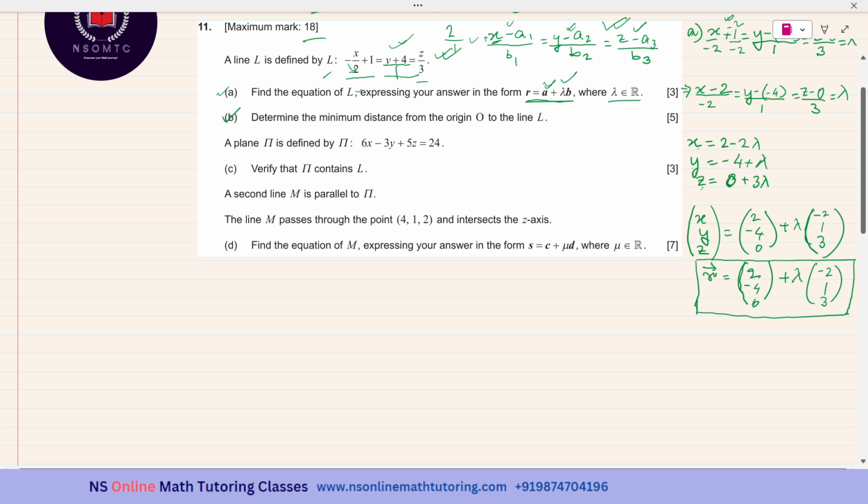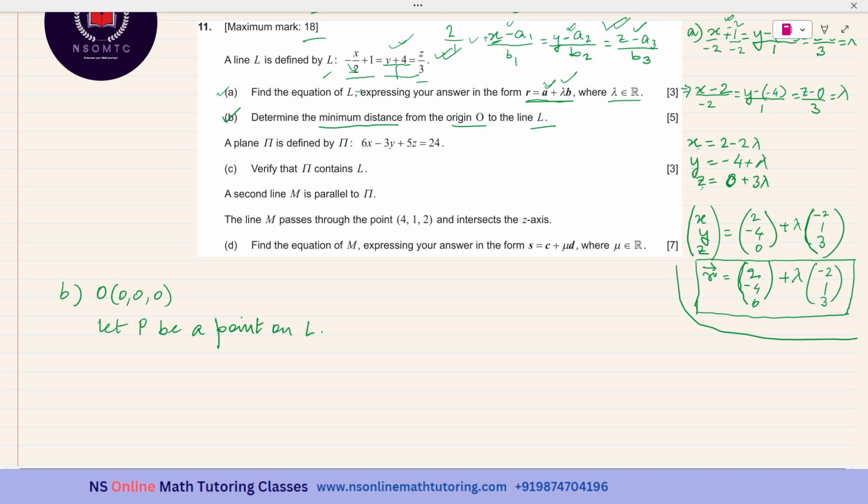Okay. So part B, determine the minimum distance from the origin O to the line L. Find the origin O. Therefore, the coordinates of this point O will be 0, 0, 0. And let P be a point on L. Therefore, the coordinates of the point P, it is a general point. We have not specified point as particular point. It is a general point. So we have to take general coordinates.